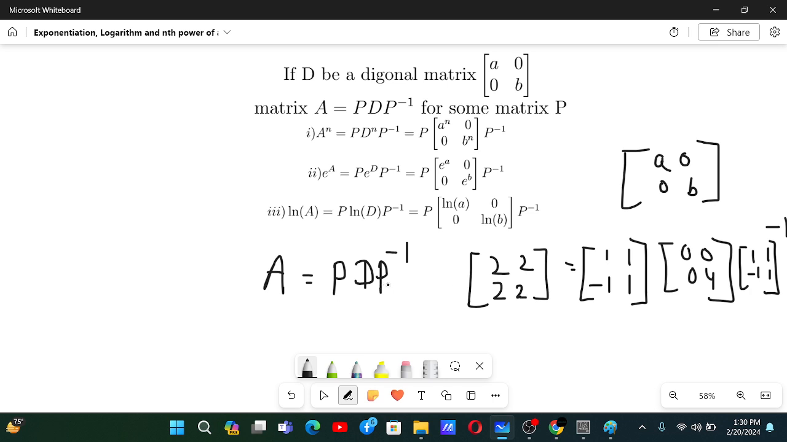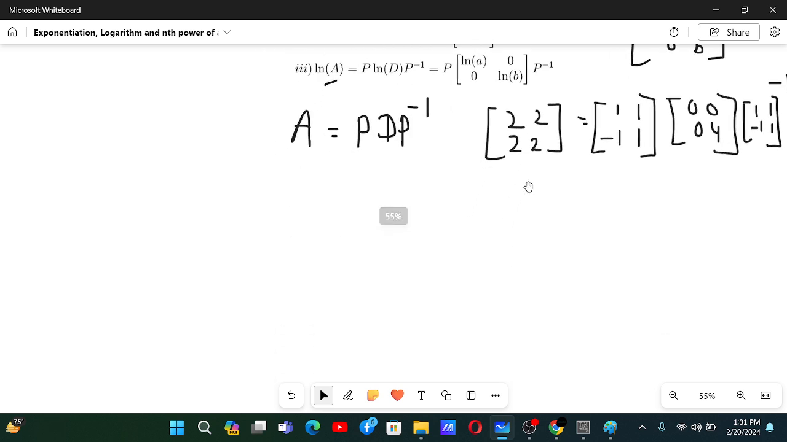And if we write a matrix in this form, there are a lot of benefits, such as it's easier to raise to an exponent, or do exponentiation or logarithms. And in this video, we will see the proofs of these statements and how we do them. Okay, so now let's begin.